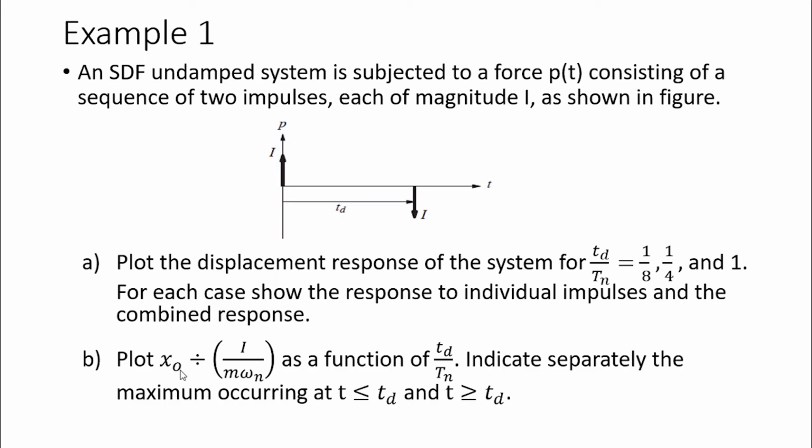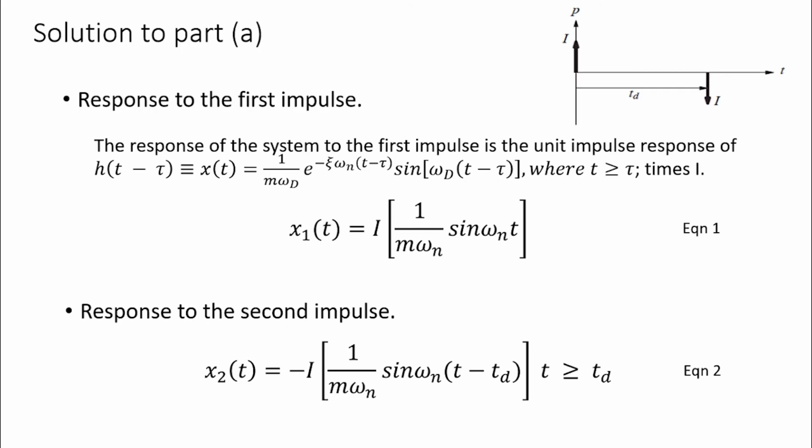Also plot x0 by I by m omega n. So this is like the deformation response factor, and indicate separately the maximum occurring at t less than or equal to td and t greater than or equal to td. That means the maximum response in this phase and this phase. So let's solve this. The response due to these impulse functions can be calculated by using the unit impulse response.